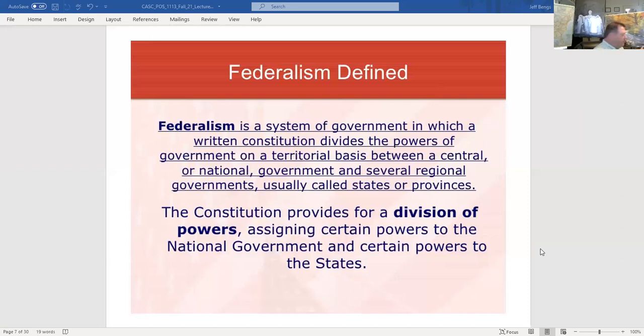I believe Massachusetts is actually called a commonwealth, not a state. So we have this system of government with a constitution so that there's rule of law, and then the division of powers through those two different governments, national and regional.